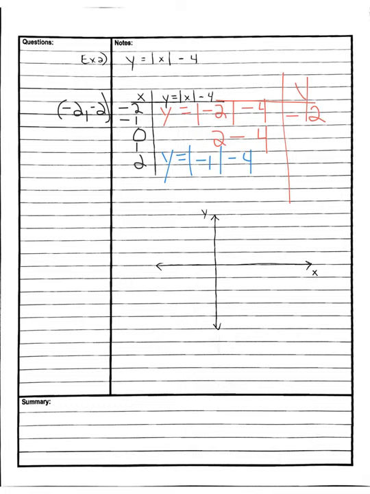The absolute value of negative 1 is a positive 1. Take away 4 and you're at a negative 3. So this ordered pair for negative 1 is going to be negative 1 comma negative 3. We need to plug in 0. And we need to keep going. If we plug in 0 and do our math and show our work, we're going to get negative 4.